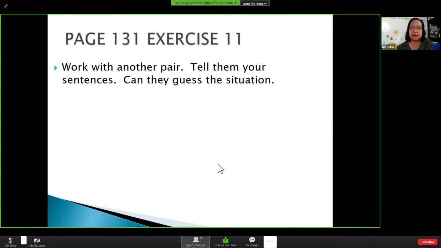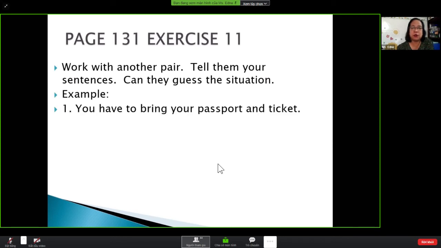In exercise 11, you will guess what situation the sentences belong to, or in which situation the sentence would fit, A, B, or C. For example, I use have to in my sentence: You have to bring your passport and ticket. What situation do you think this is applicable to, A, B, or C? Who would guess? If you don't know the answer, you can guess. If you know, you can raise your hand.